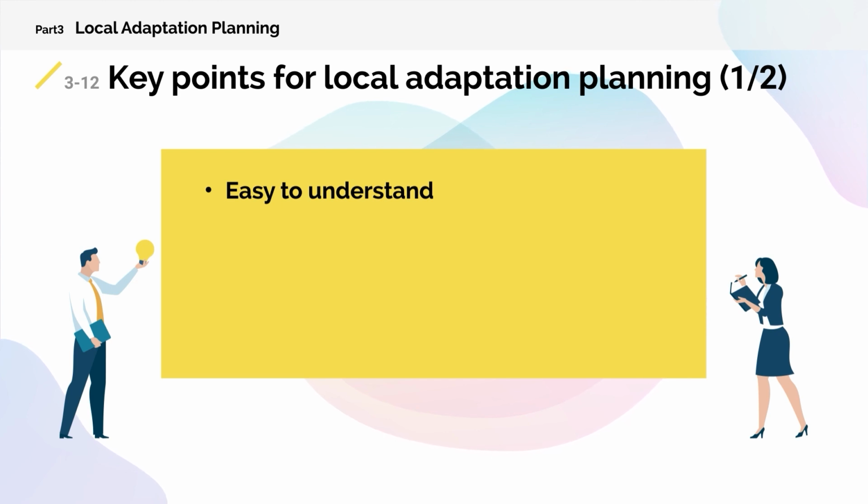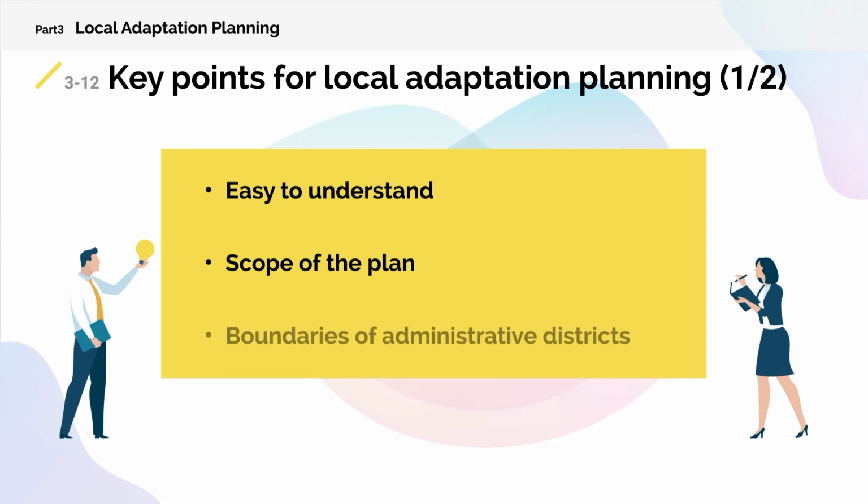The first is the importance of ensuring that the local adaptation plan is expressed in clear and easily readable language, so that it can be easily understood by everyone. The second point. Given the often extensive geographic impacts of weather-related disasters, the scope of this plan must be determined first. Third point. The boundaries of the administrative divisions must be effectively recognized to avoid conflicts with neighboring administrative districts.